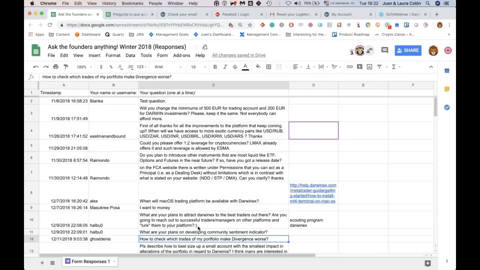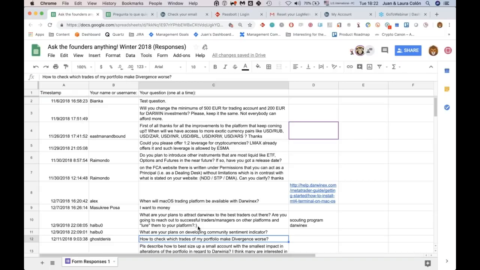Ghost Dennis is asking how to check which trades of my portfolio make divergence worse. This is a very, very legitimate question, and it's a long-standing battle horse for us. So the best way to check right now, Ghost Dennis, is probably to get in touch with our support, and we can do a one-off run to get you a download of the latest trades with the detailed stats, so you can see which trades are creating the issue, and we can hook you up with a trader who will give you advice on that. That's the short-term fix for tomorrow.